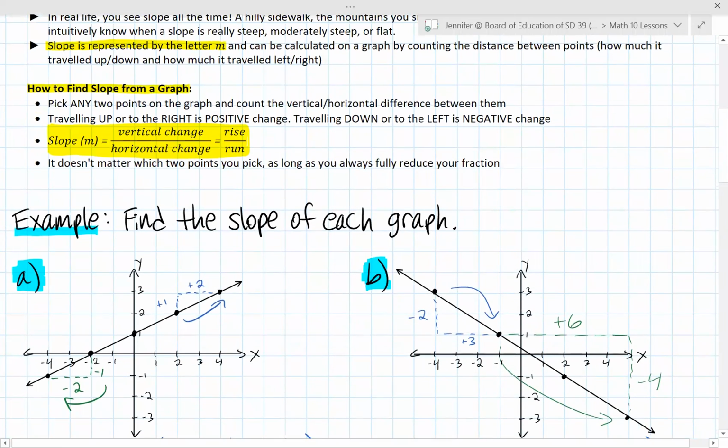So given this graph, we want to find the slope. We can pick any 2 points. Let's do the blue one first. If I pick those 2 points here, and I'm comparing going from this point up to the other point, how much has the graph risen and how much did we run side to side? So we only went up 1, but we moved to the right 2. And remember, upwards movement and right movement are considered positive changes. So those are both plus.